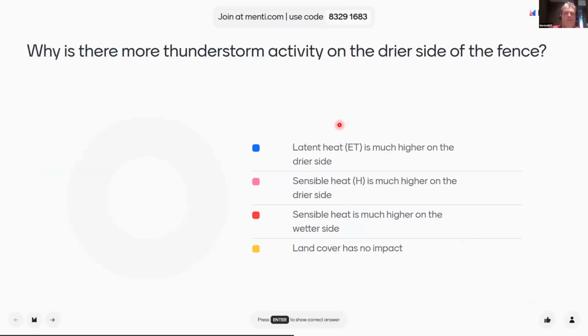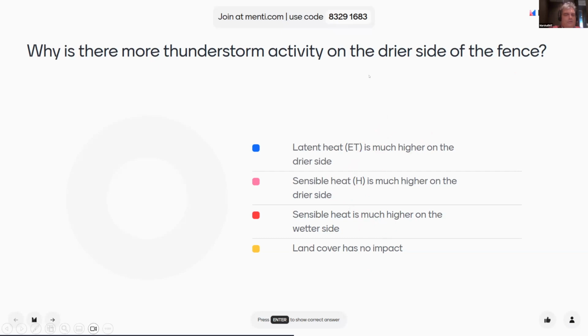All right, so my question is for you all, and you can use this Menti code. You can go to menti.com and type in this code, 83291683, to answer the question, why is there more thunderstorm activity on the drier side? Is it because latent heat is much higher on the drier side? Sensible heat is much higher on the drier side. Sensible heat is much higher on the wetter side. Land cover has no impact.